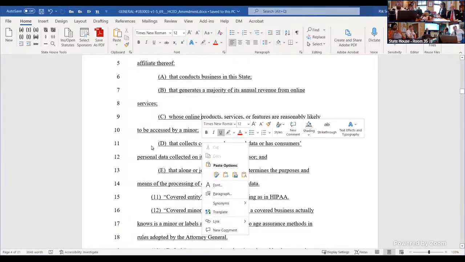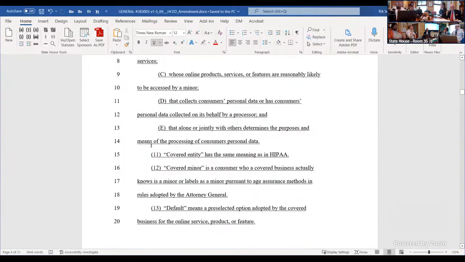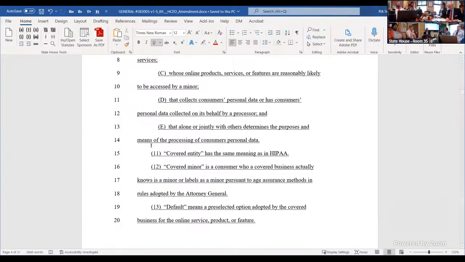Okay, covered minor is a consumer who a covered business actually knows is a minor or labels as a minor pursuant to age assurance methods and rules adopted by the AG. That's pretty important too, because a lot of this bill is deferring to the AG. So at some point, if the bill passes and is signed, the AG would have this pretty important duty to create these age assurance methods for covered businesses to use. So that's something that is important to keep in mind.